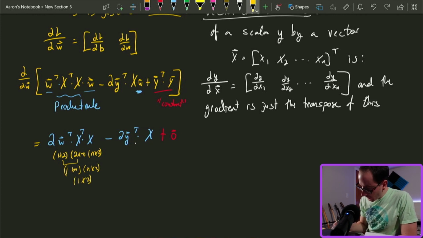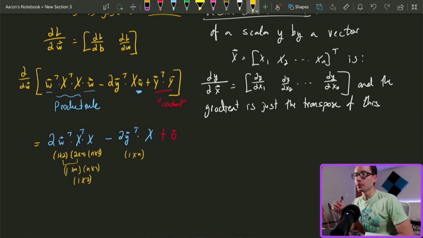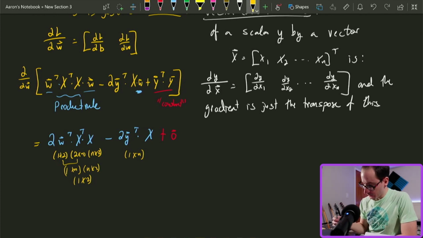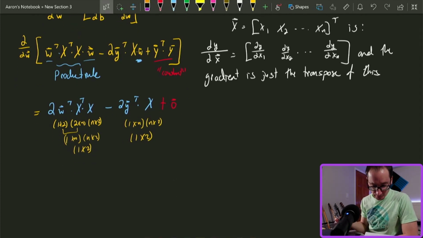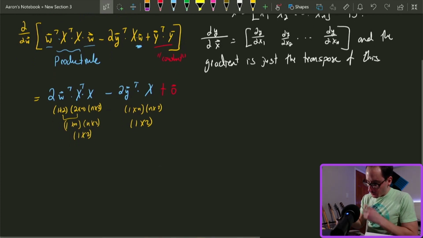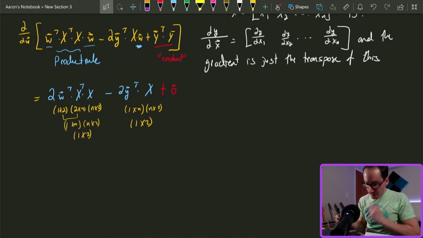And then 2y transpose. Y transpose is 1 by n, right? Y is the column vector that holds all the actual observed values. There's n of those. And then X we know is n by 2. So this works out to be 1 by 2 as well. It's really good to see these dimensions line up to do the vector subtraction, a 1 by 2 minus a 1 by 2 there. So this is the derivative with respect to W.